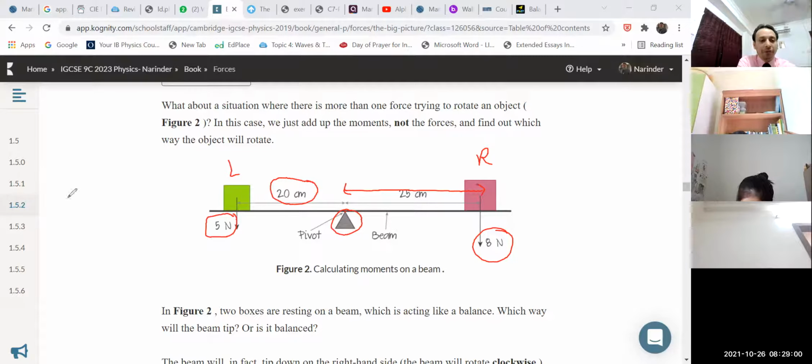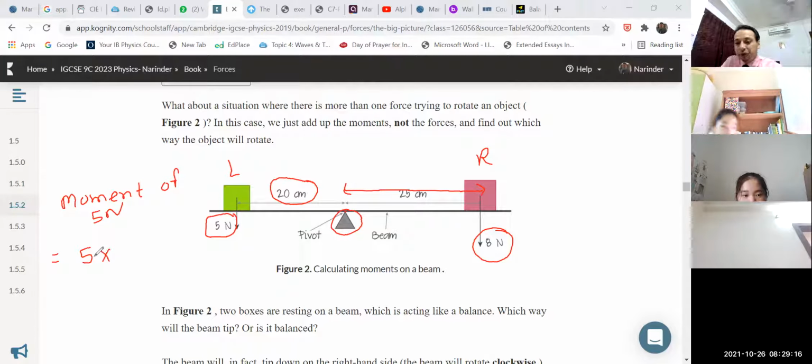Let me find the moment of the left hand side object, meaning the moment of the 5 Newton force. Moment of the 5 Newton force, you know what that value is? Force is 5 multiplied by, children, multiplied by what? 20 centimeters. We are finding the moment of the 5 Newton force.